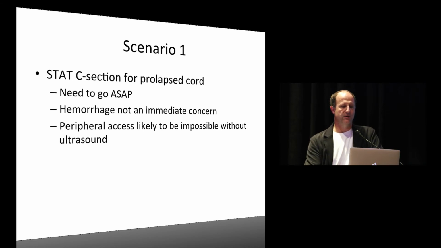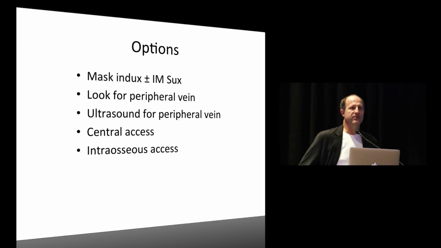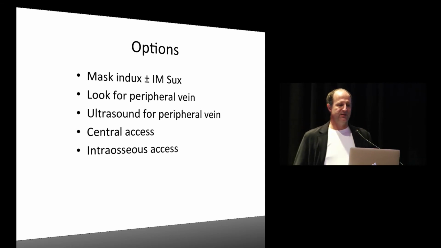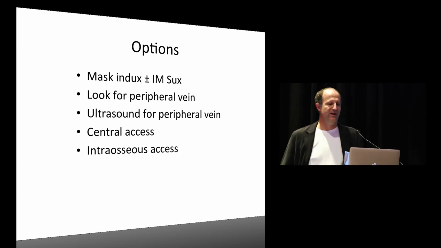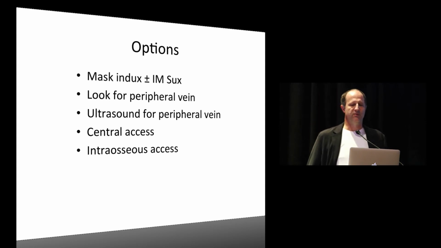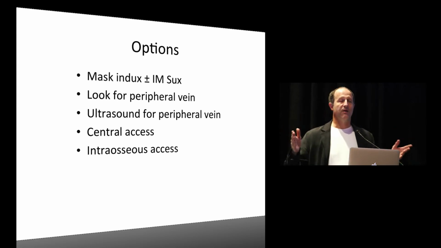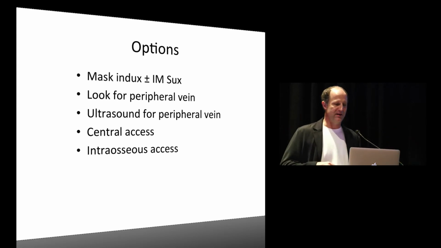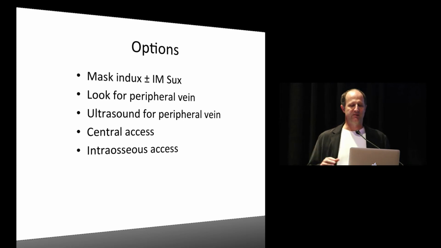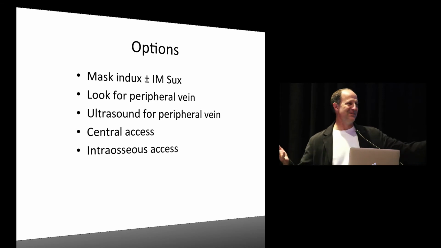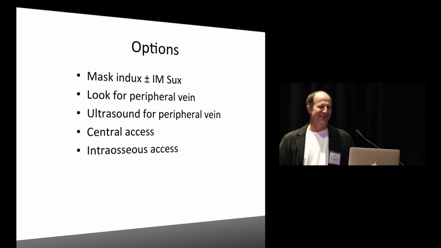So let's have a show of hands as to what option you're going to take. These are the different options available. Mask induction with IM succinylcholine, and then look for a peripheral vein, because you are better than anyone else, so you're going to find that vein. Ultrasound for a peripheral vein, actually starting a central line, or else go for intraosseous access. So let's start with the mask induction and IM succinylcholine. Anybody in the room going to go there? Not even Sheila. Okay.